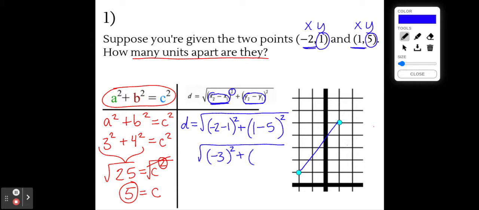Okay, and then I'm going to do the other parentheses. 1 minus 5 is -4. Okay, so I still have the radical symbol. Don't forget to bring that down. Now I do exponent next.